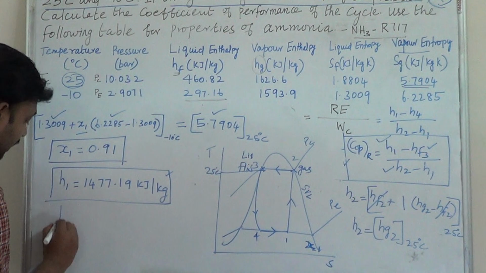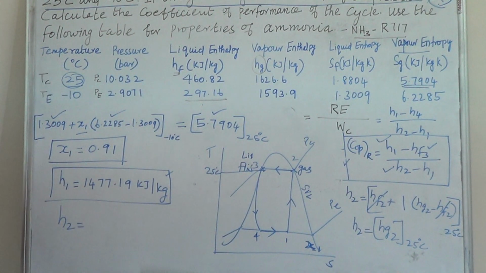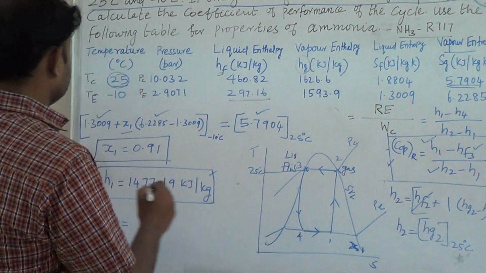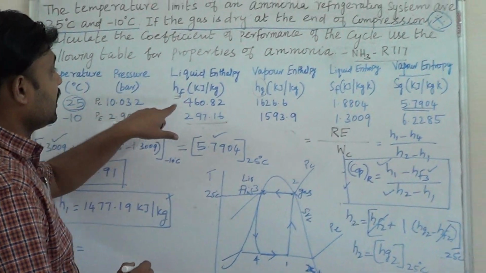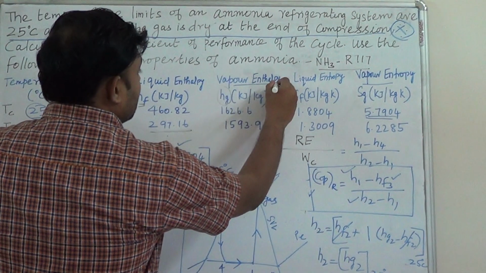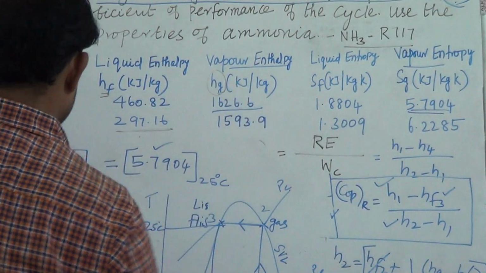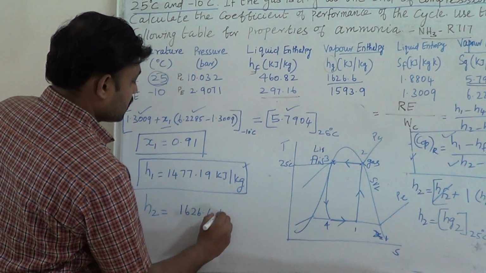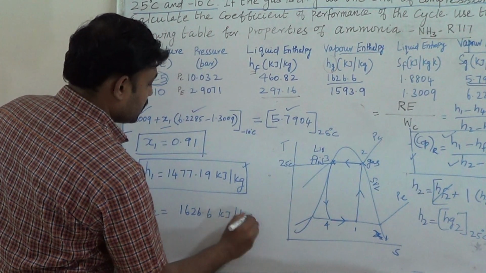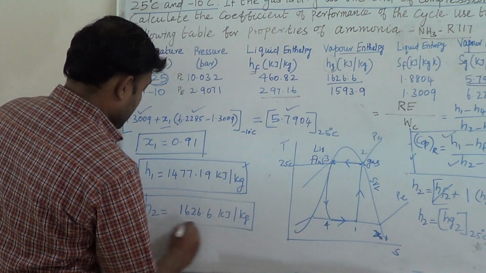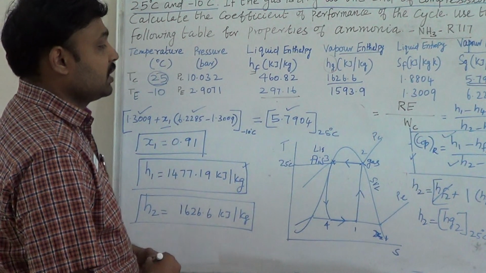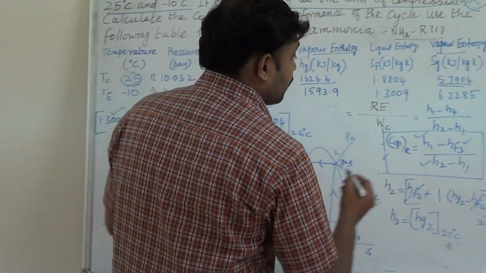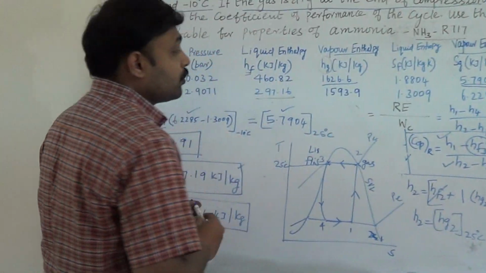So I can directly write from the table which is given, the value of H2 can be written as the vapor enthalpy at 25 degrees centigrade. So the vapor enthalpy can be written as H2, 1626.6 kilojoules per kg. So we have also found out the value of H2 after compression, the dry saturated enthalpy. Now the only unknown parameter that we need to find is the HF3, which is the fluid enthalpy.